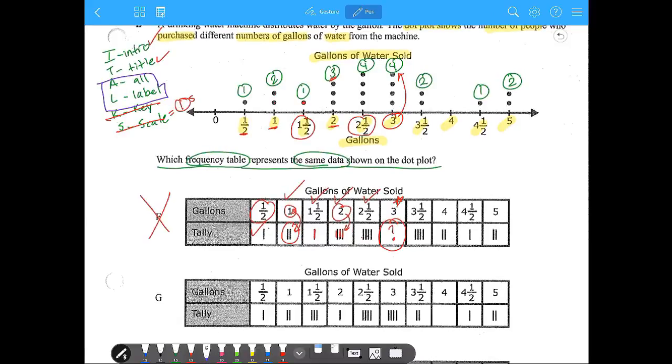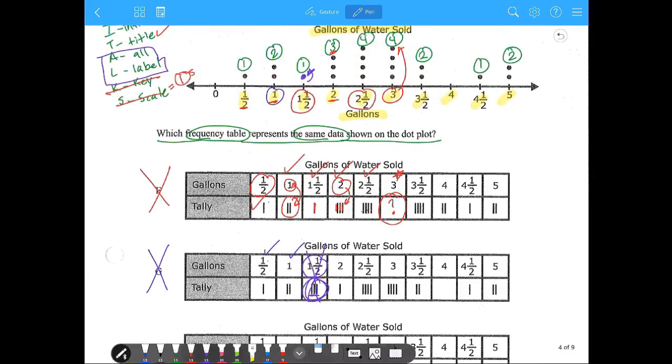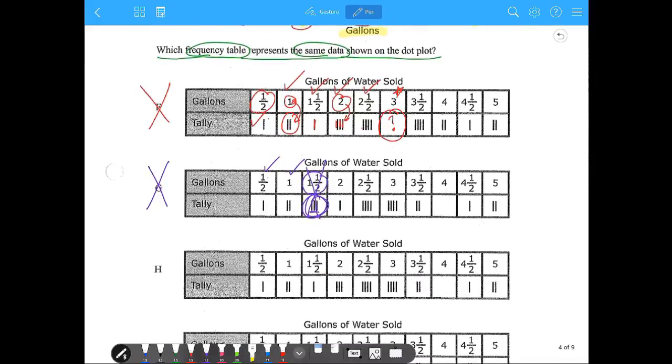Letter G, 1/2, 1 stick, check. 1 whole, 2 sticks, check. 1 and 1/2, there's only 1 dot, right? So there's only 1 dot, that means there should only be 1 stick. But if you look here, there's 3. That is incorrect. So letter G is wrong.